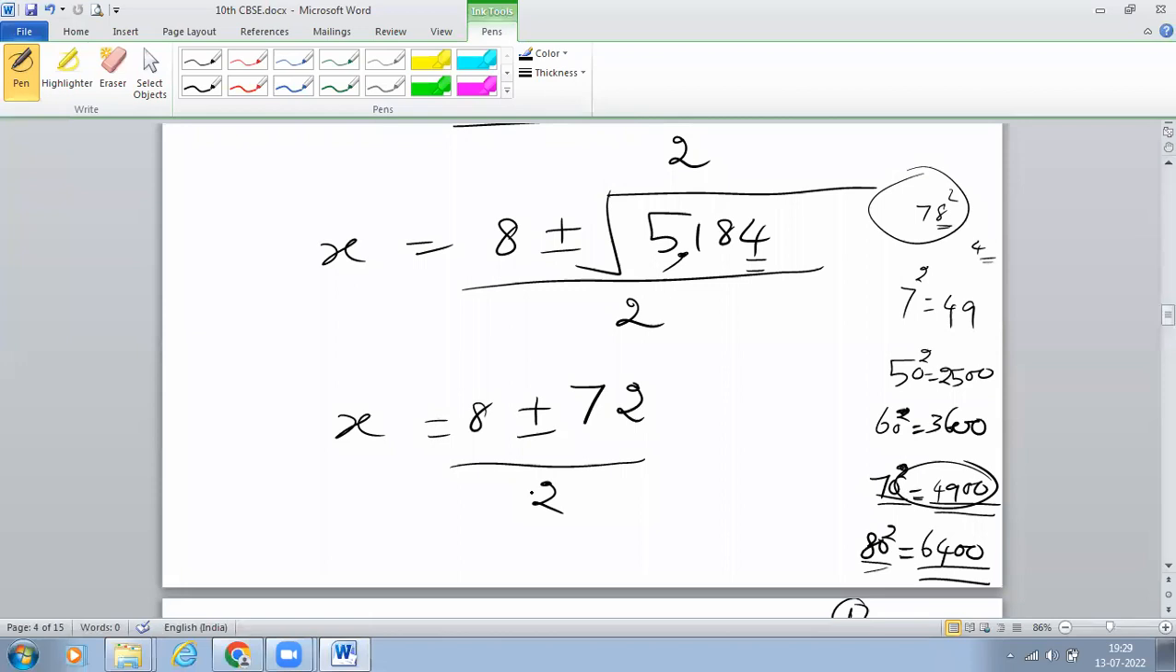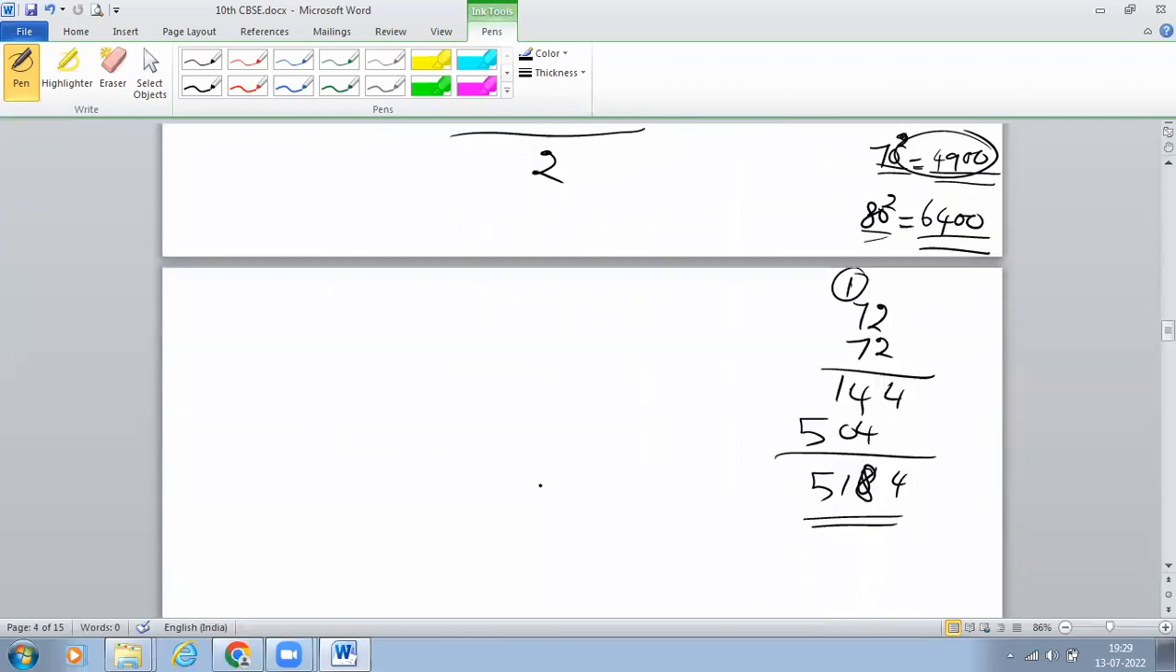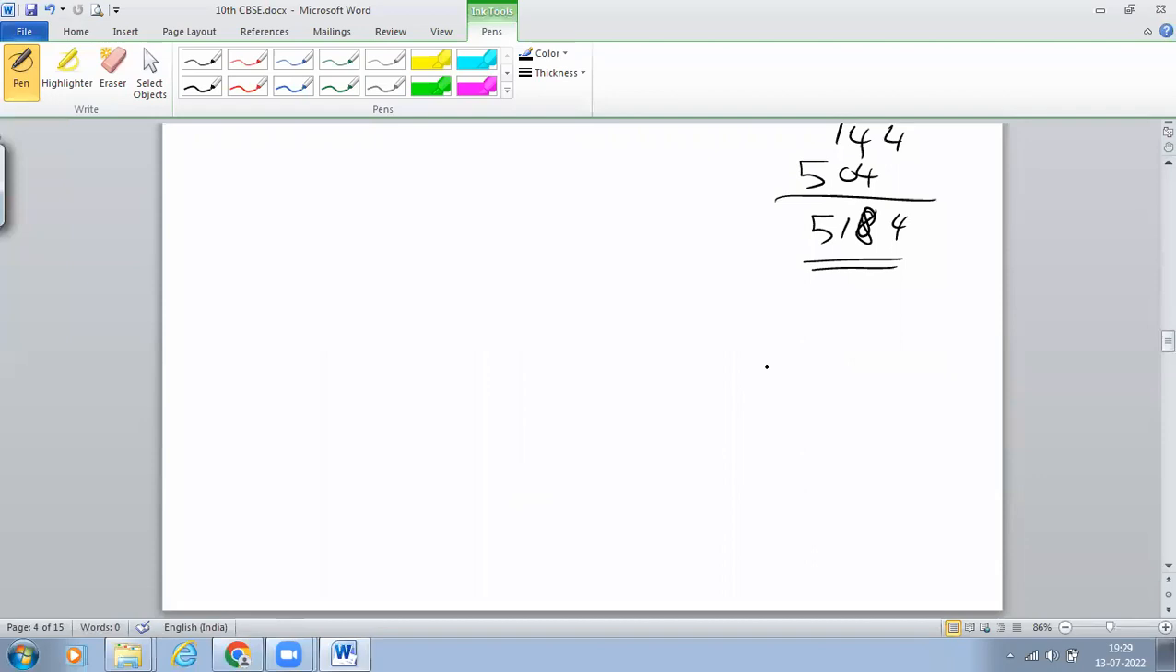Or else you can use the division method to find the square root. To find the square root of 5184, you have to put numbers in pairs of two from the right hand side, so it will become 84 and this is 51, right? Now what you have to do is find the maximum perfect square which lies below 51, which is 7 square, because 1 square is 1, 2 square is 4, 3 square is 9, 4 square 16, 5 square 25, 6 square 36, 7 square 49, 8 square 64.